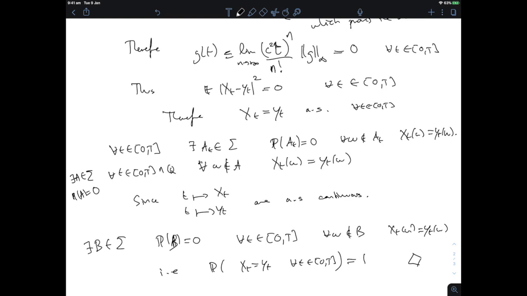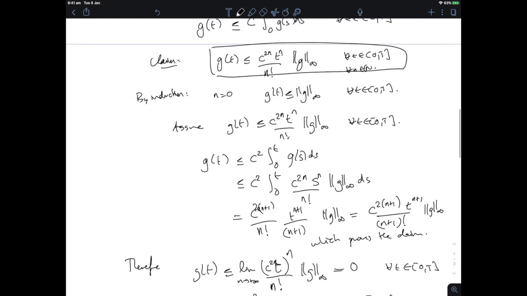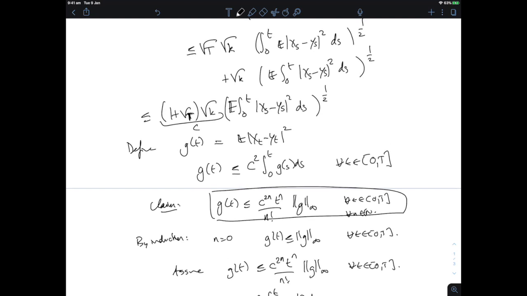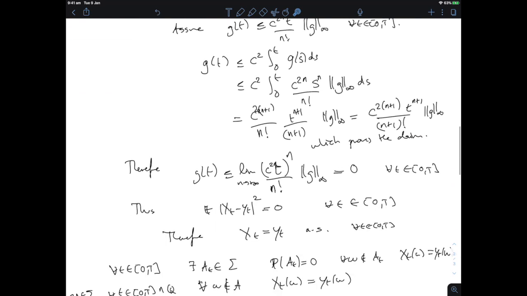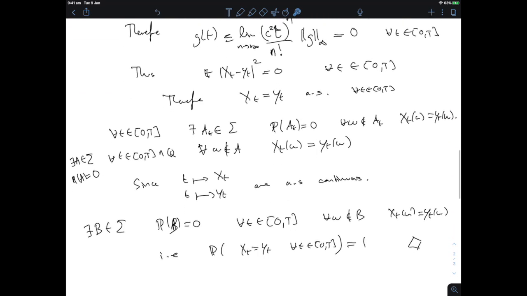And notice this argument here, that was the key part of the proof. We realized that using the assumptions of the theorem, the quantity we were interested in, the expectation of x t minus y t squared, had to satisfy a certain differential inequality, or rather integral inequality. And from that integral inequality, we derived the fact that g of t had to be 0, and that concludes our uniqueness argument. Now the existence argument is going to be similar. It's also going to revolve around understanding an appropriate integral inequality. We'll see that in the next video.